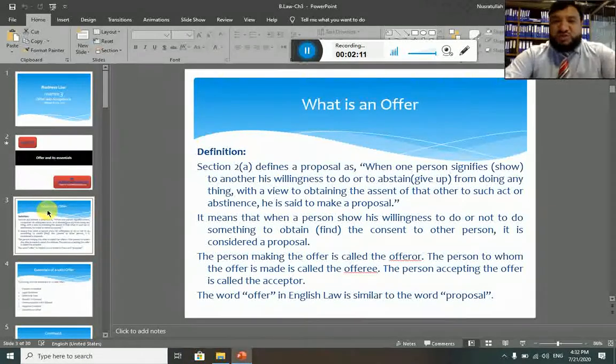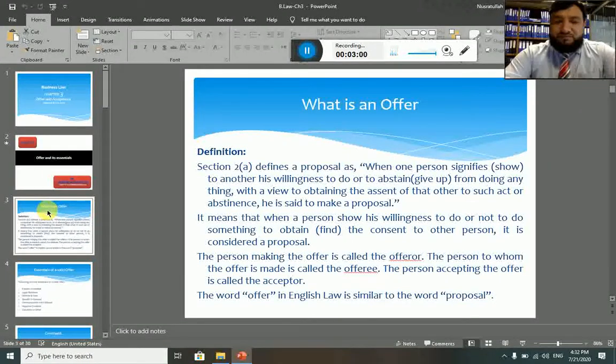In simple words we can say, first, offer and proposal are the same thing. The words offer and proposal in business law are used for the same purpose. You can call it a proposal or you can call it an offer. What is an offer? In simple words we can say, when one person shows his willingness to do something or not to do something to another person, and the purpose is to know the assent of that other person. So such showing of willingness to do something or not to do something is called basically offer or proposal.